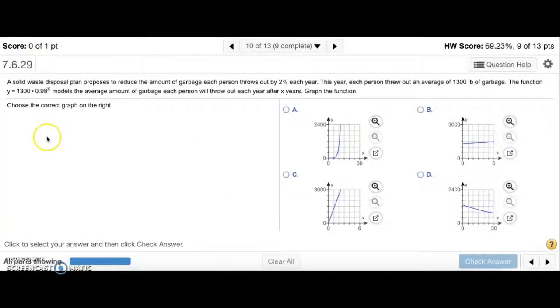Number 10. A solid waste disposal plan proposes to reduce the amount of garbage each person throws out by 2% each year. This year, each person threw out an average of 1,300 pounds of garbage. The function y equals 1,300 times 0.98 to the x models the average amount of garbage each person will throw out each year after x years. It's asking you to graph the function.